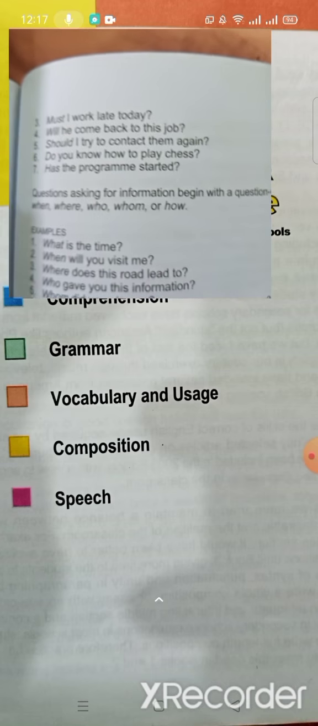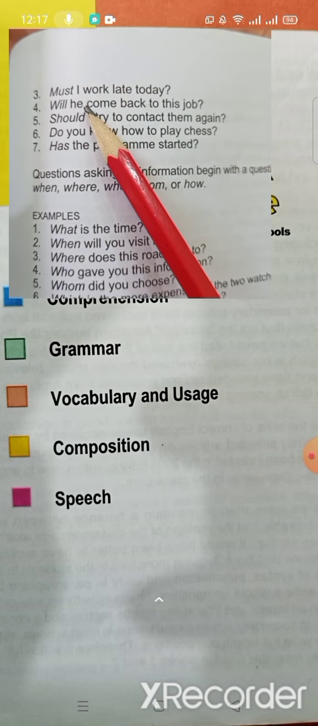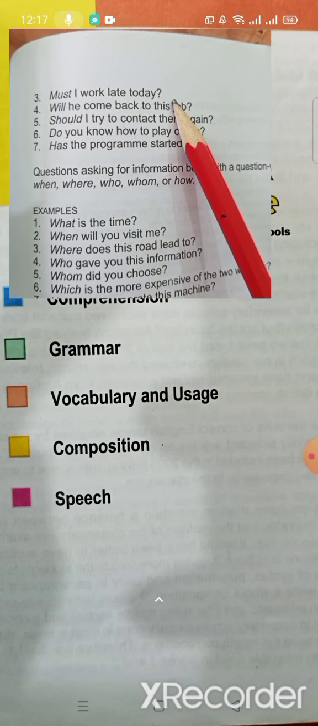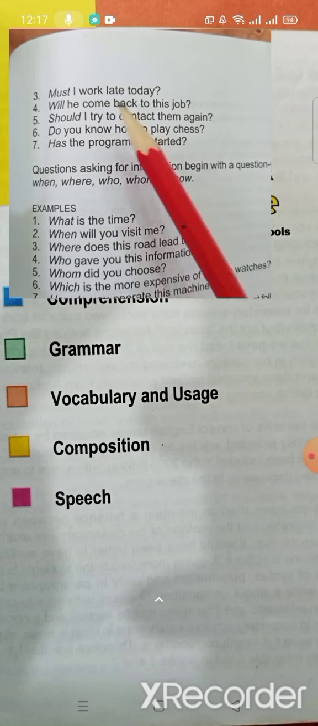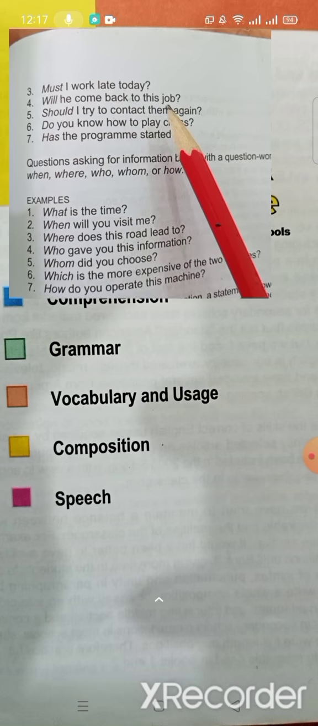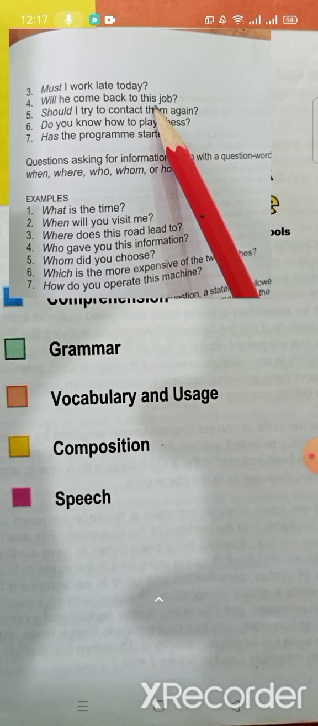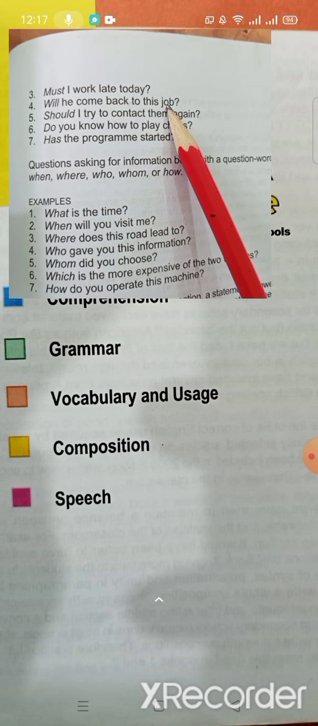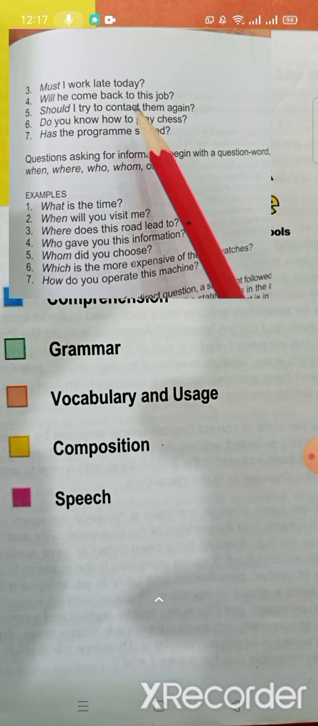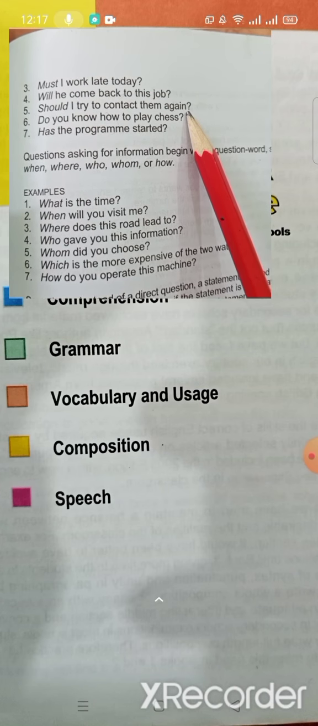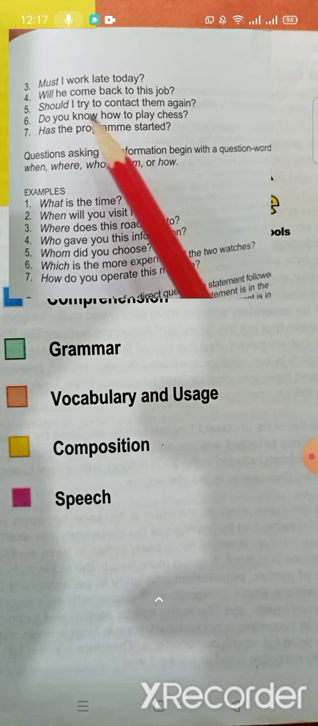There are other examples as well. Must I work today? You will answer yes you must, no you must not. Will he come back to his job? How will you answer? You will answer yes he will or no he will not. Should I try to contact them again? How will you answer? You will say yes you should or no you should not.